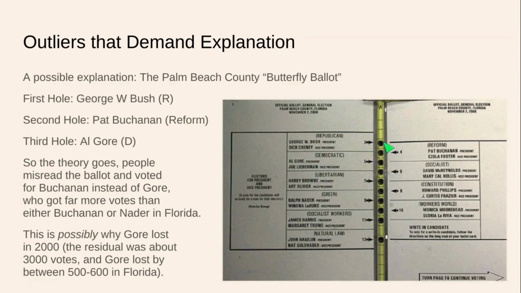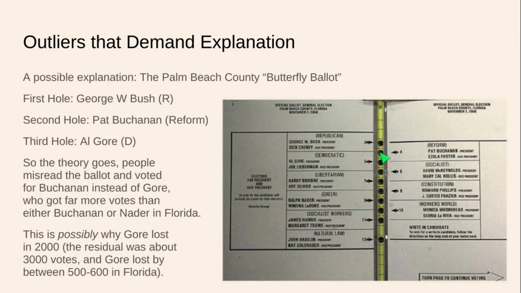Now, the top two parties in U.S. politics are, of course, the Republicans and the Democrats. So you think if the Republican's here, the Democrat would likely be here, except not on this ballot, all right? And that is the prevailing theory. So the theory goes, people misread the ballot and voted for Buchanan instead of Gore. Now, Gore got way more votes than either Buchanan or Nader in the state of Florida. So it wasn't like Pat Buchanan was taking the state of Florida by storm among people who were not voting for George Bush. That is the theory, okay?